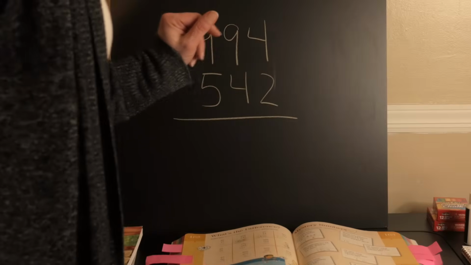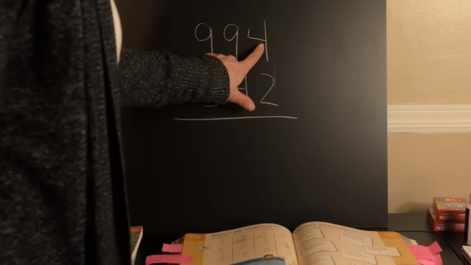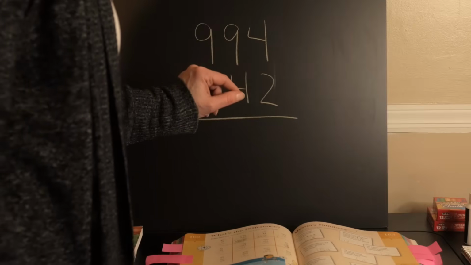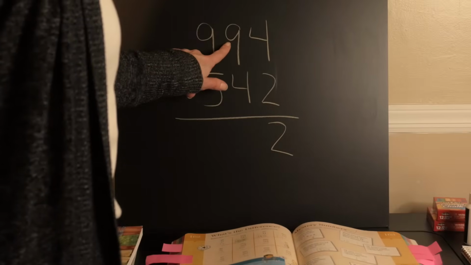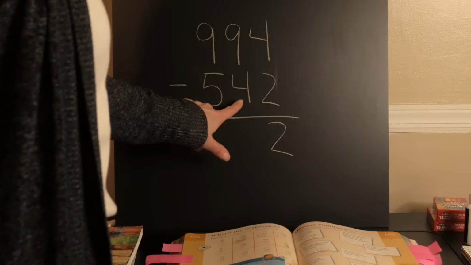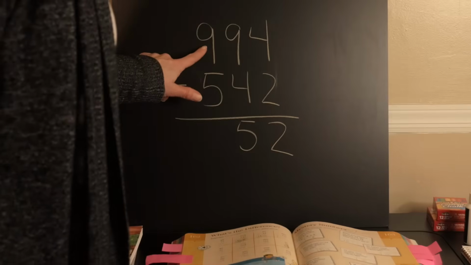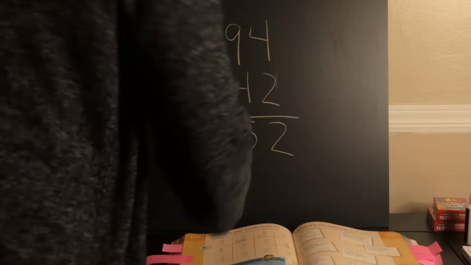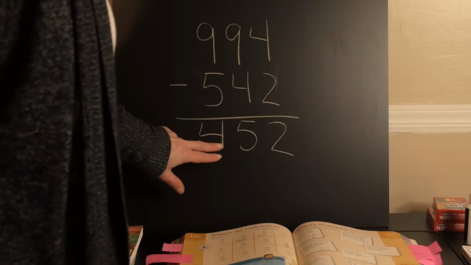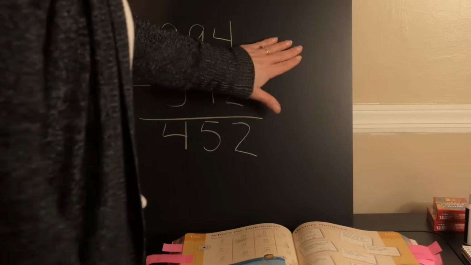Alright, so why don't you tell me where to start? Alright, so we start in the ones column, and we do 4 minus 2, and that is, okay, very good, 2, and then we move over to the tens column, and we have 9 minus 4, and that is, good, and lastly we have 9 minus 5 is, okay, great. So that one was pretty straightforward. Our answer is 452. Okay, would you like to try another of those? Okay, let's just do that right over here.